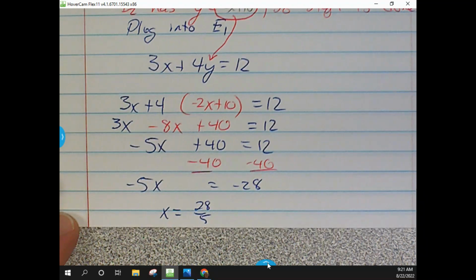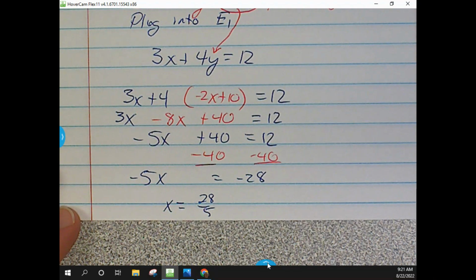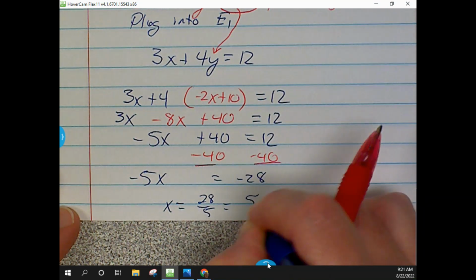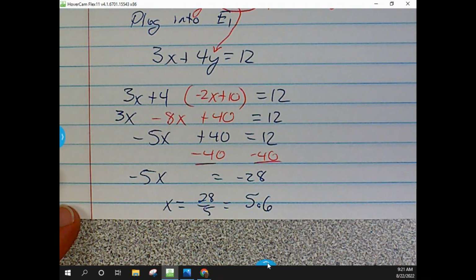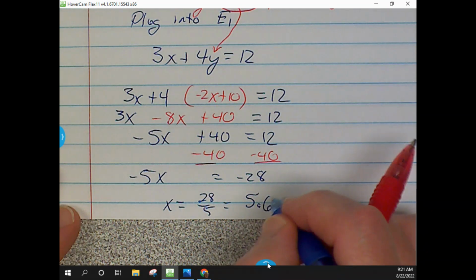Now, in that case, they'll probably let you write that as a decimal number because that actually comes out to be a nice decimal number. It's not a repeating number. It's not 1.9743. It's just 5.6. So if it's a stopping, pretty easy decimal number, they may let you just stop with that.